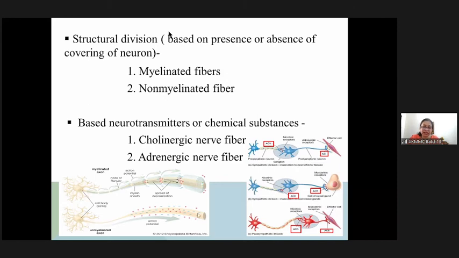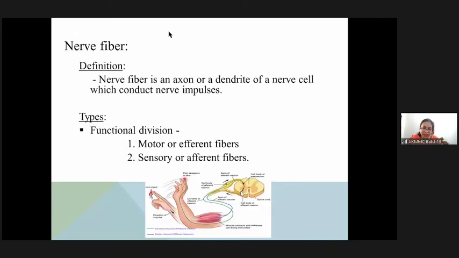Very good, cholinergic. Here we see this fiber is forming and supplying the limb. Is this part sympathetic, parasympathetic, or somatic path? Somatic. Then what type of fiber will this neuron be? Cholinergic nerve fiber. Very good. So you know it yourselves.